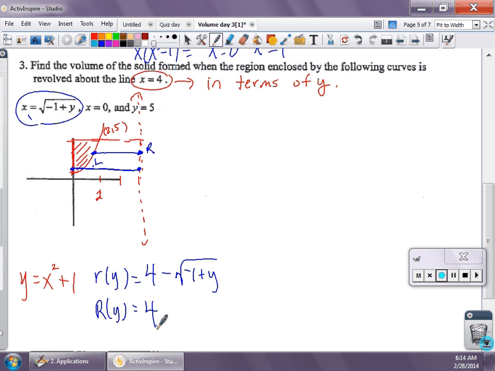So here is big R of y, a representative. Here's little r of y. All right, let's set up our integration. Pi out front because we're making circles. Now our bounds, be very, very careful.